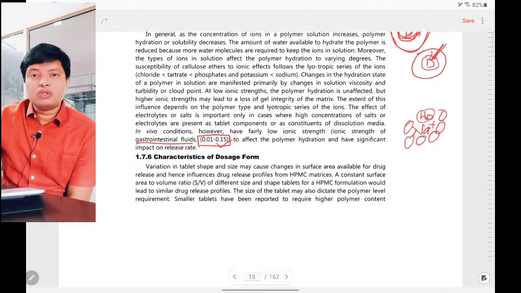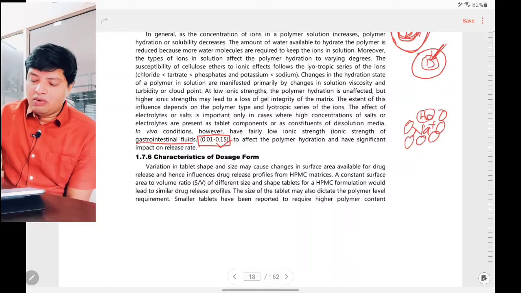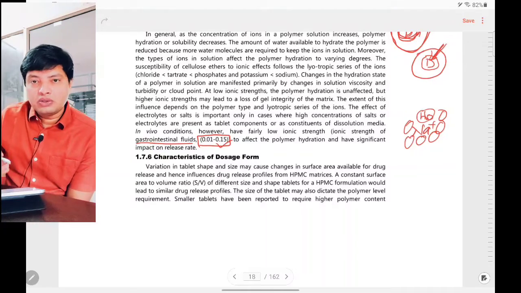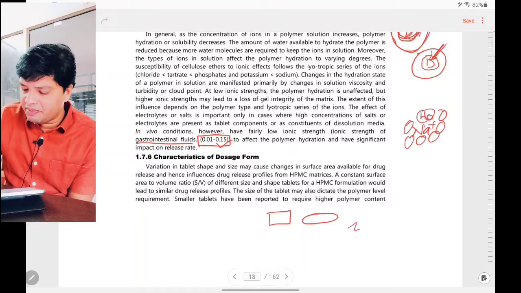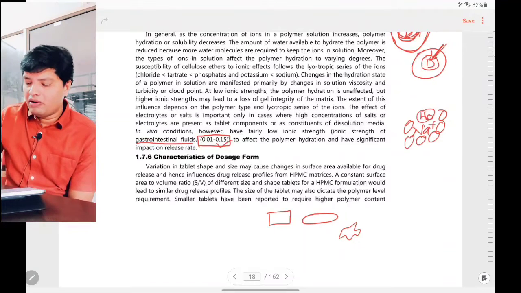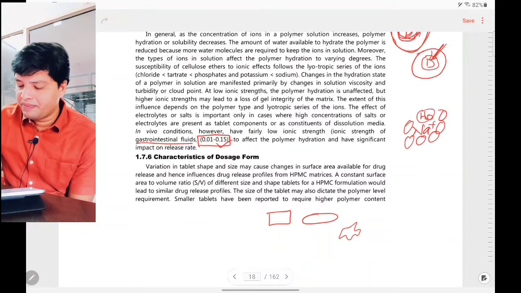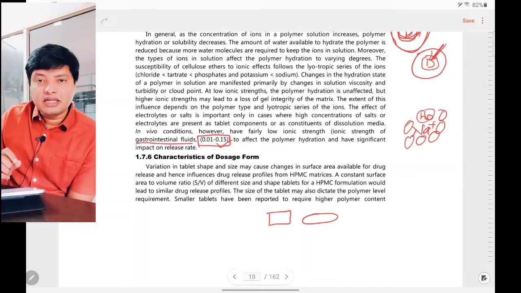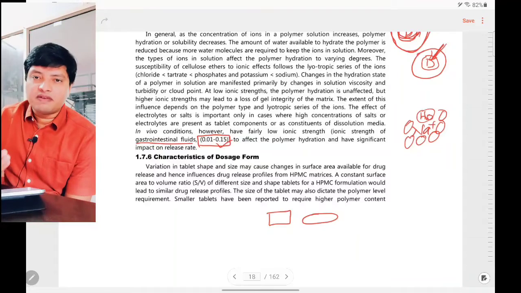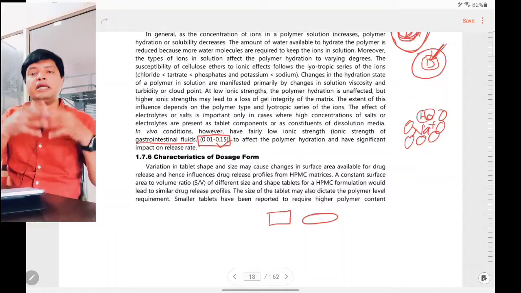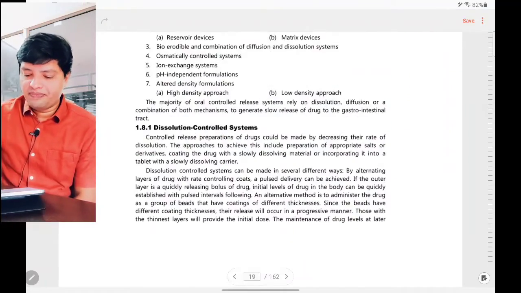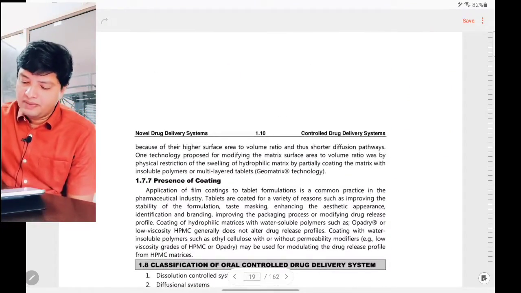Next is characteristics of dosage form. The shape of the tablet also matters. We have tablets in different shapes, star shape and others. So design a shape in such a way that there will be more surface area. If the surface area of the tablet is more, there will be more interaction of water molecules with the tablet, and there will be perfect release, no change in the release.